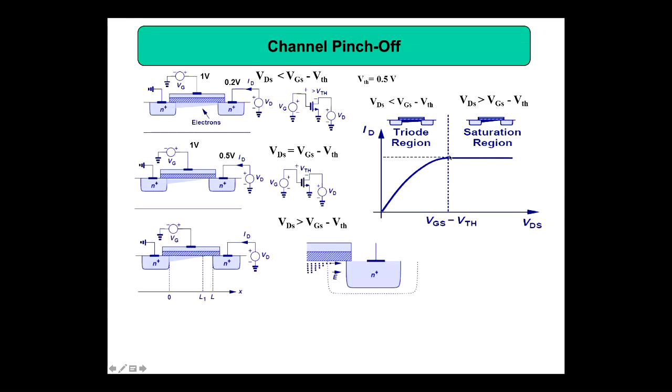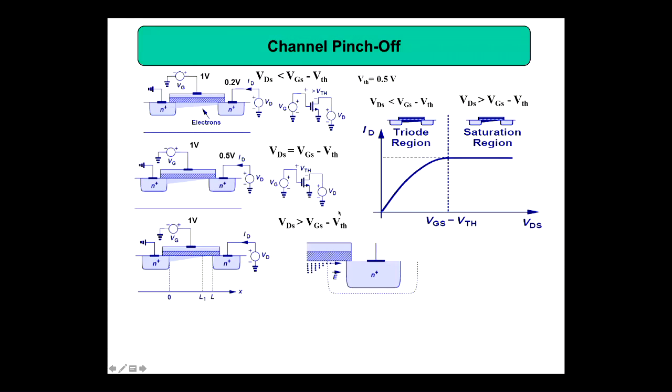We got one more case, that is VDS greater than VGS minus VTH. So if you want to operate your MOS transistor in the saturation region, like you are making an amplifier, you should be providing this biasing. Your VDS should be greater than VGS minus VTH.